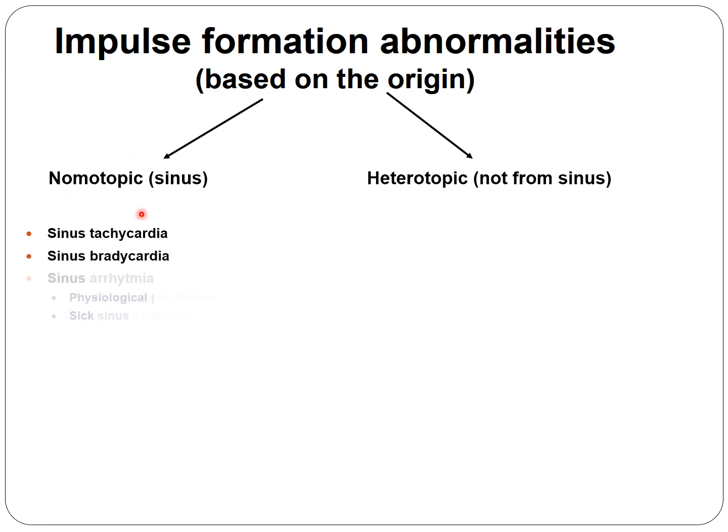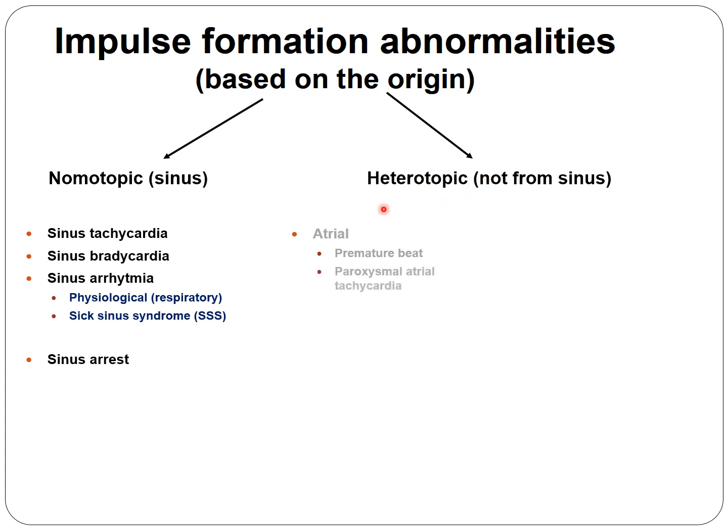Nomotopic impulse formation can be sinus premature beat, sinus tachycardia, sinus bradycardia, sinus arrest, sinus arrhythmia such as a physiological or respiratory arrhythmia, or sick sinus syndrome.